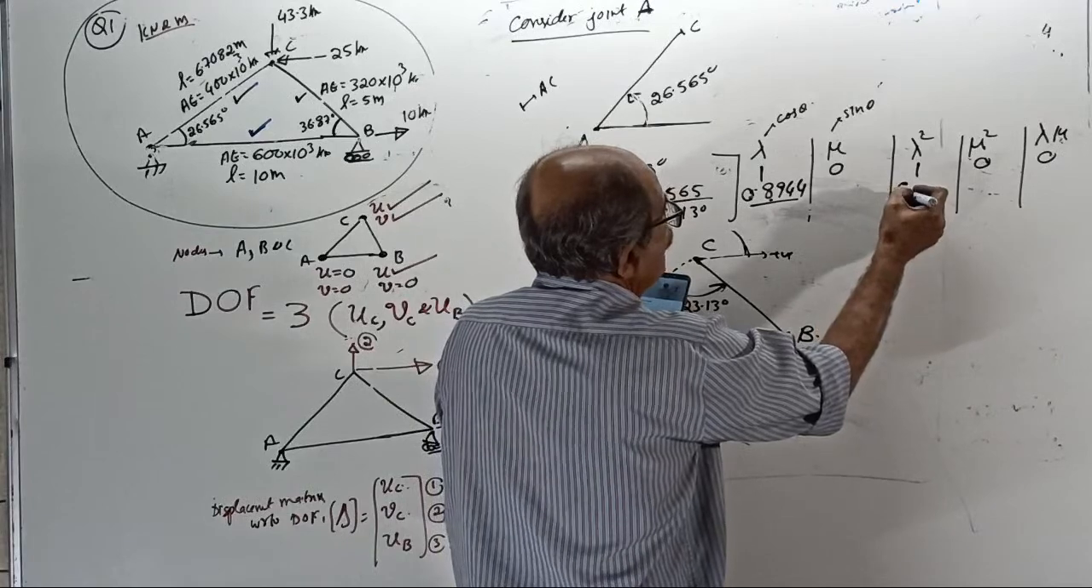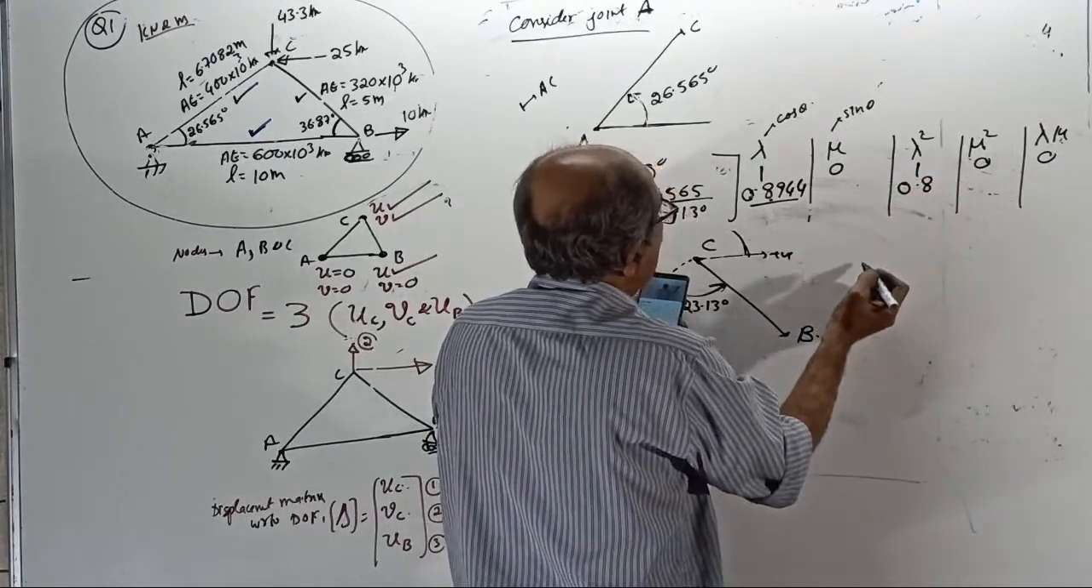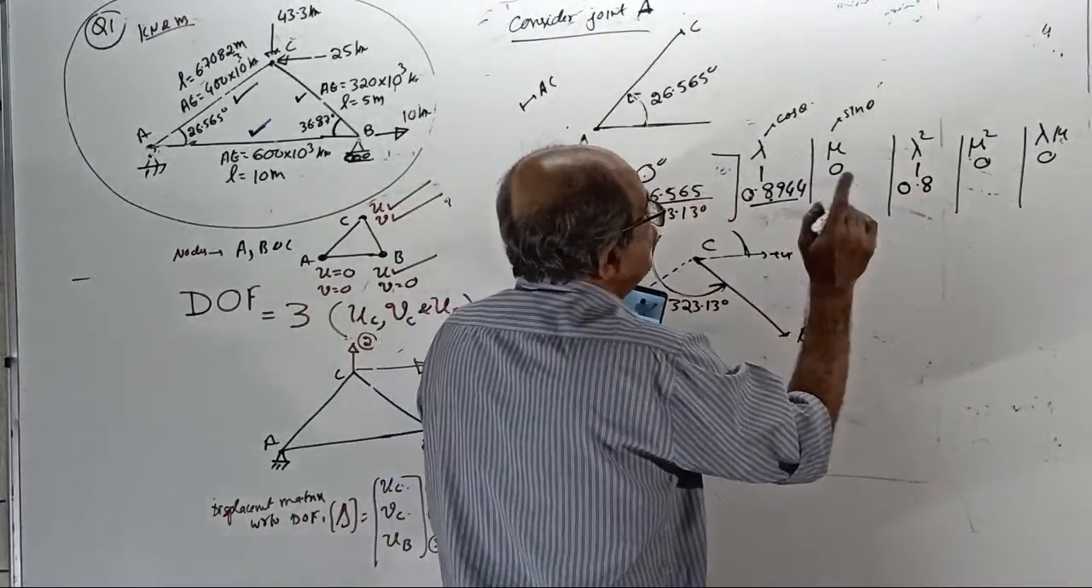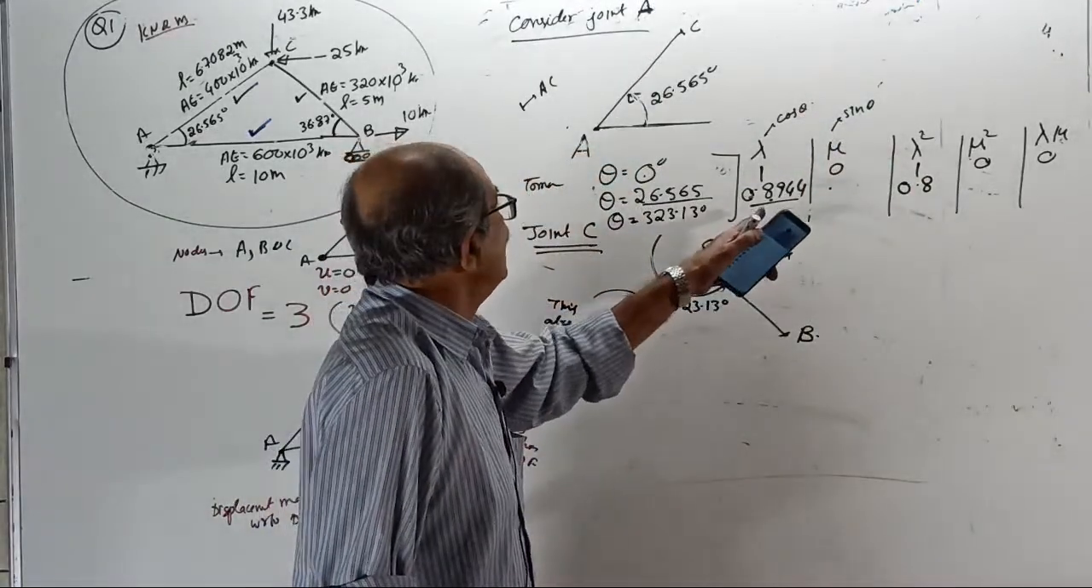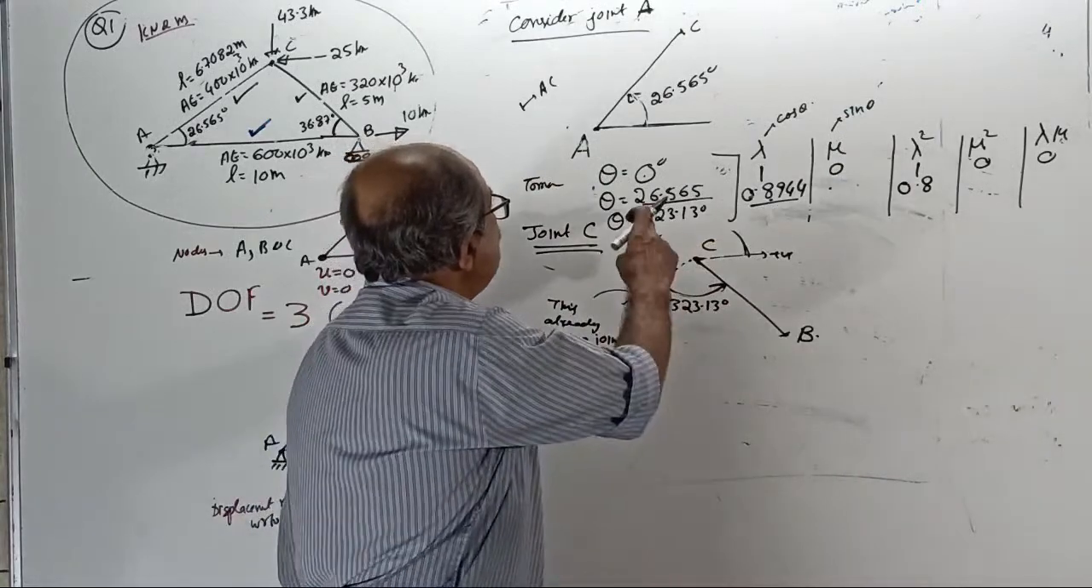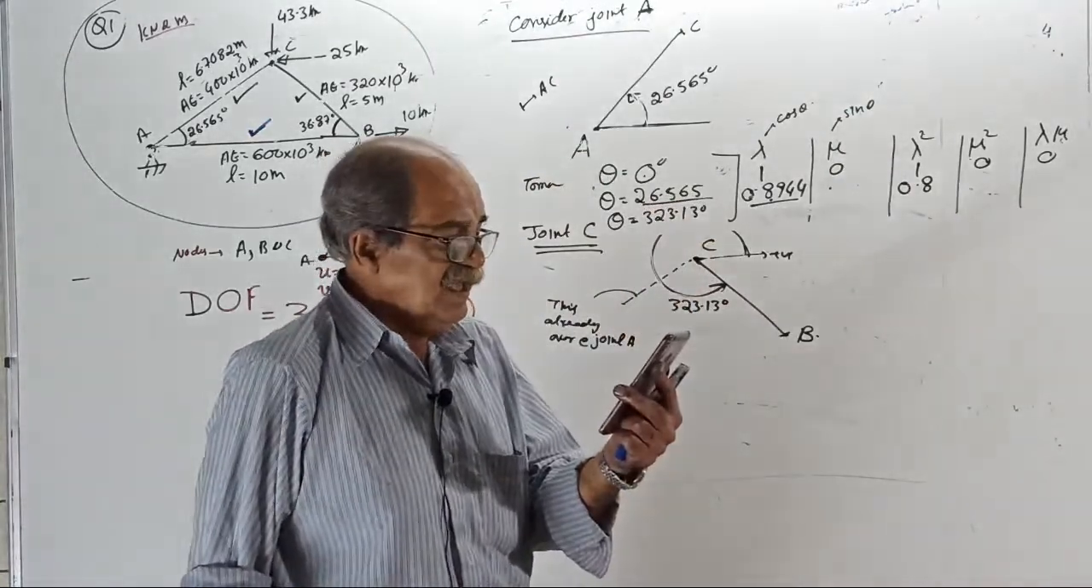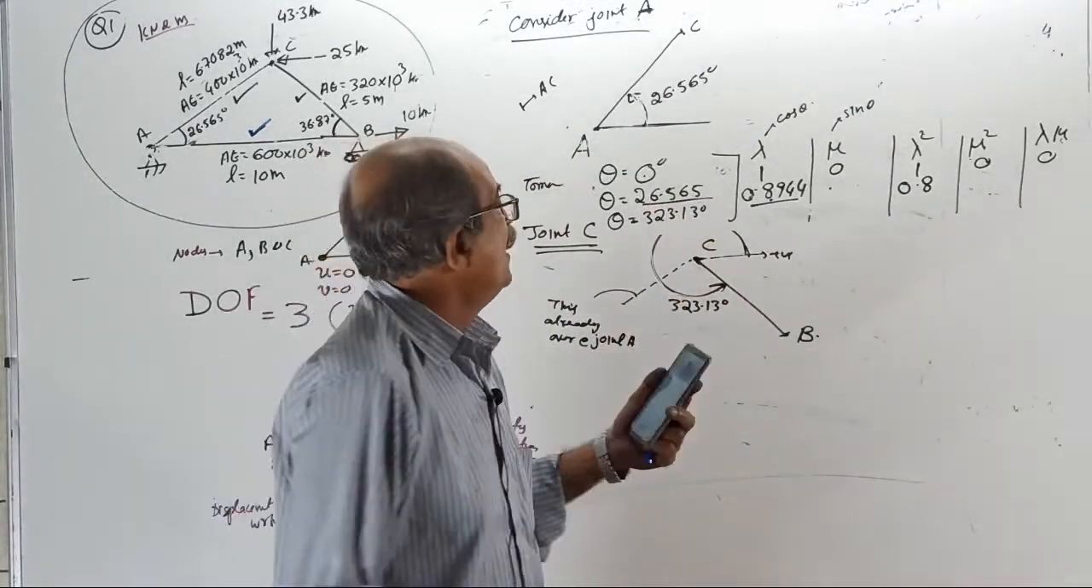0.8. Exactly 0.8. Now, what is mu? What is mu? Sin theta. Sin of 26.565. Quick. Sin theta. What is sin theta?